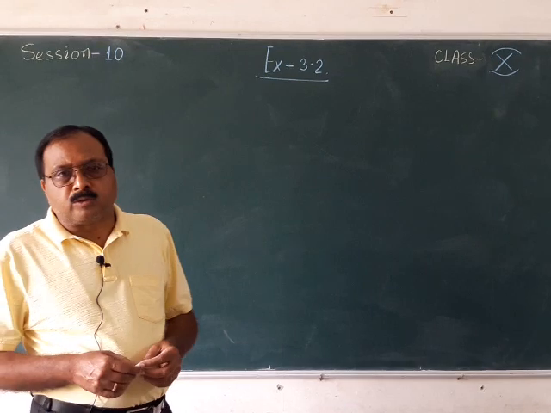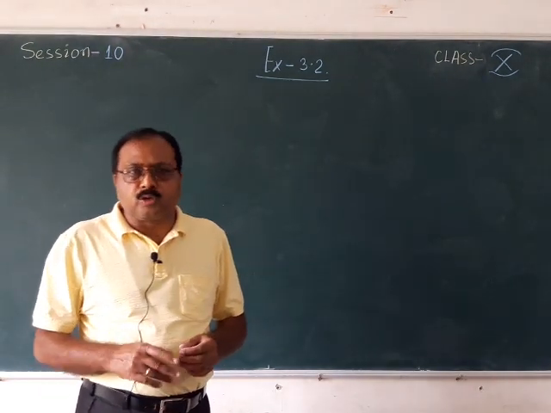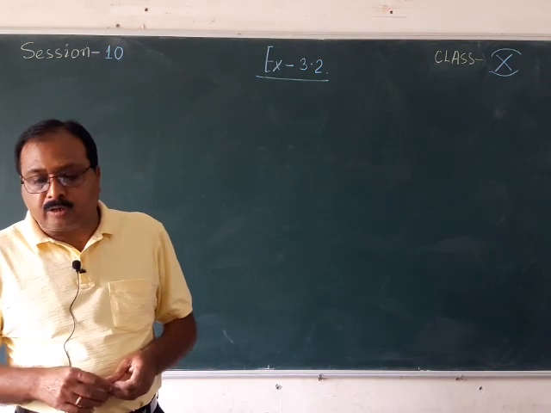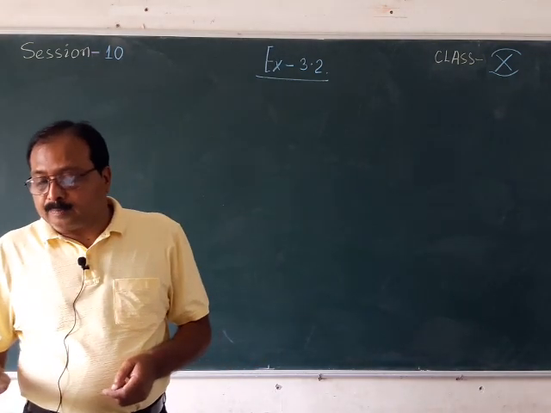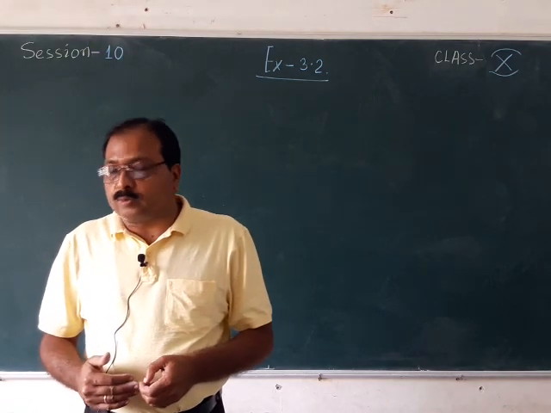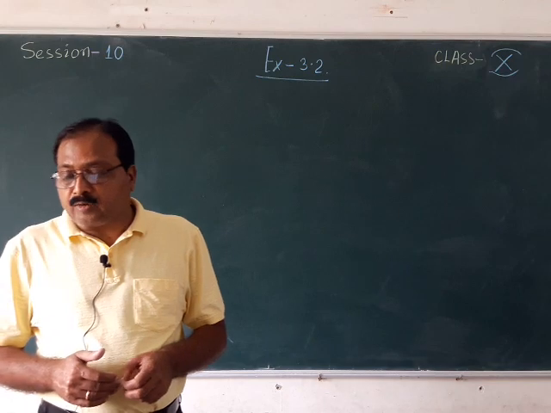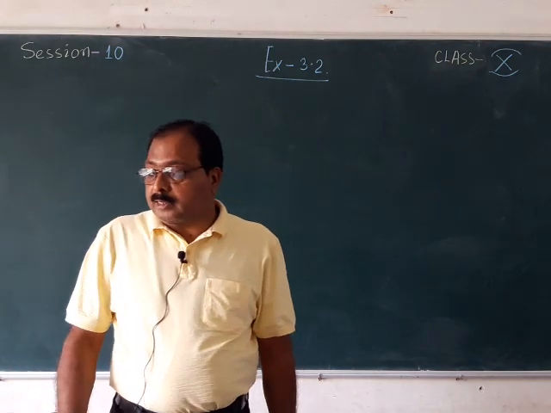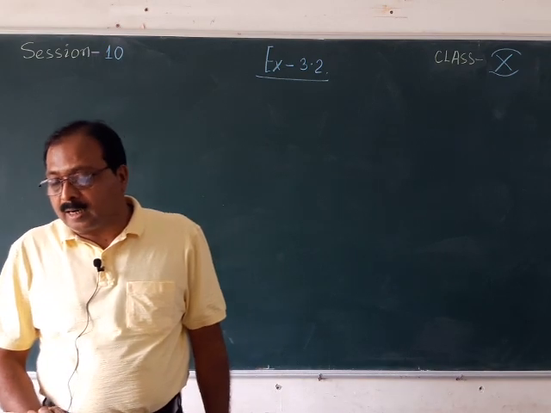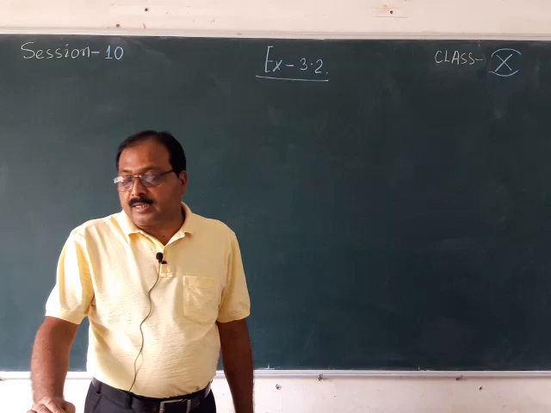Now today I am going to discuss question number 3. So just look in your book, question number 3 of exercise 3.2. The question says, on comparing the ratios A1 by A2, B1 by B2 and C1 by C2, find out whether the following pairs of linear equations are consistent or inconsistent. So you have seen the condition.